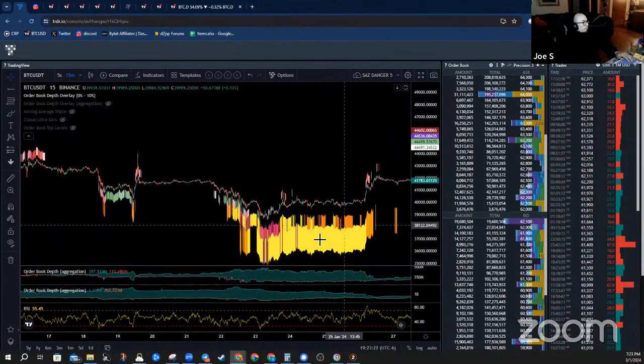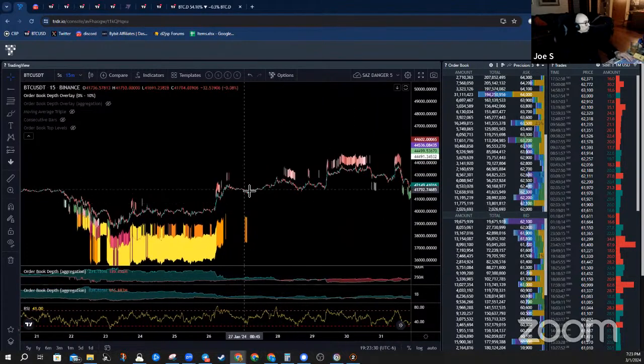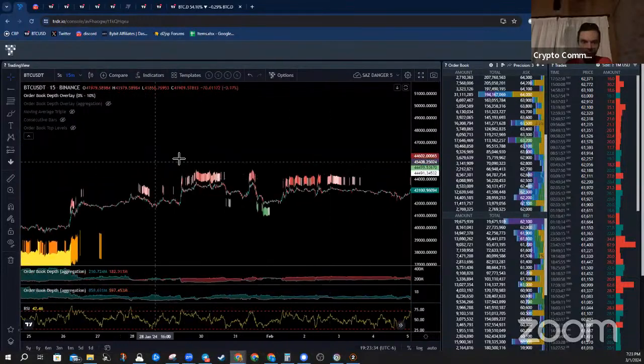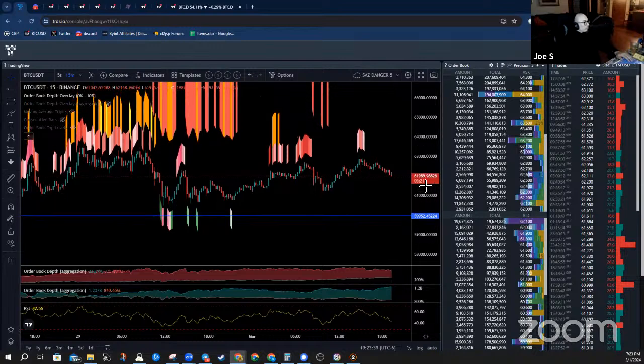This is a very strong area of support, but if I had to guess, I would say that we might come back down here one day because I think they wanted more Bitcoin orders filled down there, to buy more cheap. Yeah, that's what whale manipulation looks like.